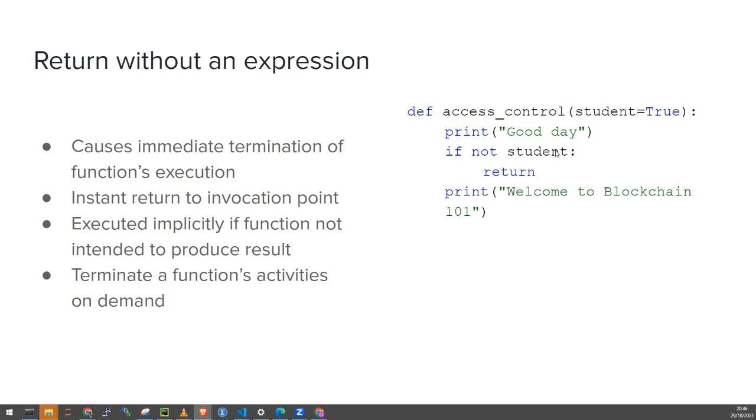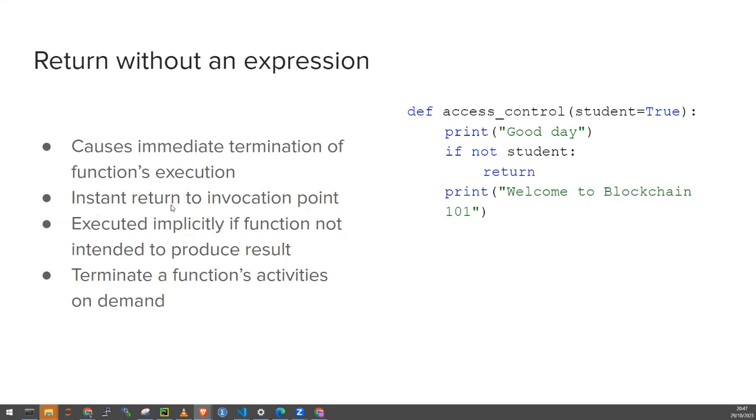And if not True, right, return. So if this person is not a student, then we would exit the function. And then we would print welcome to blockchain 101 if they were a student, right? So if not False becomes True, and then this function wouldn't execute. But I'll show you this in a later video.